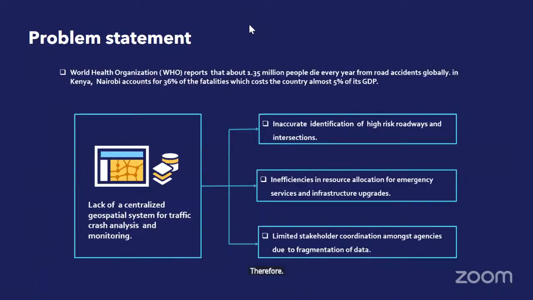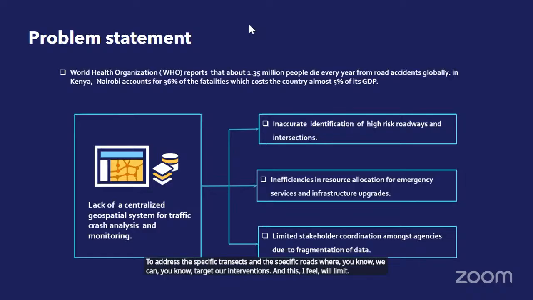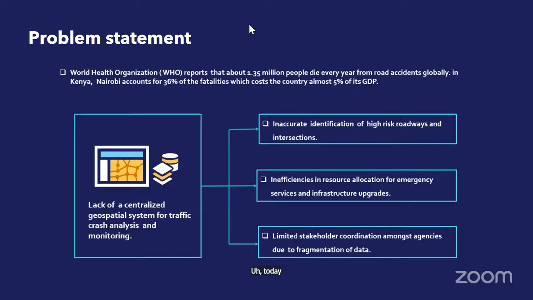Therefore, you realize that the lack of a centralized geospatial system for traffic crash analysis and monitoring has led to inaccurate identification of high-risk roadways, intersections, and also inefficiencies in resource allocation. When we're having this centralized geospatial platform, we can channel our finances, we can channel the funds to address the specific transects and the specific roads where we can target our interventions. And this, I feel, will limit the number of accident cases that we are facing in our country today, henceforth, and also realize the 50% reduction of fatalities.